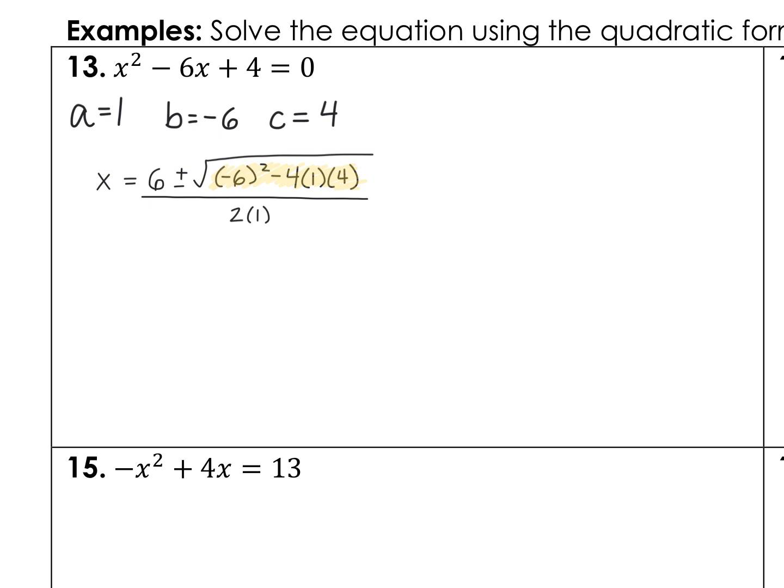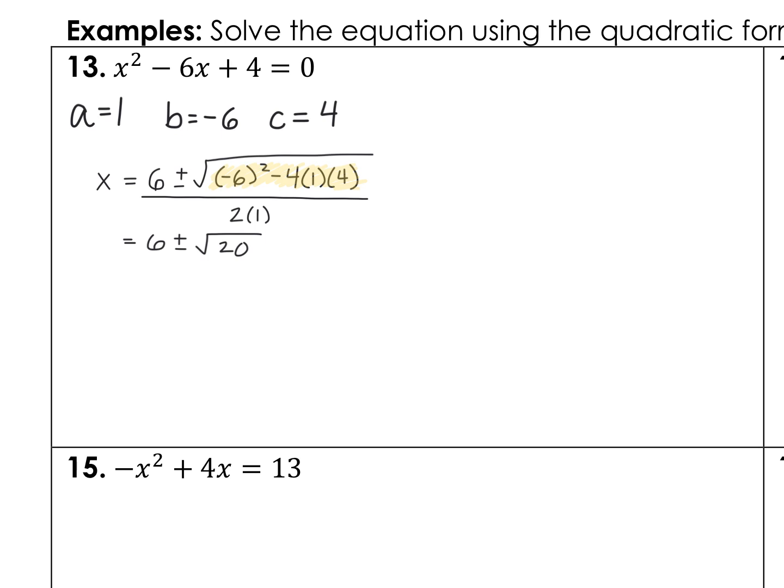What do you get, y'all? 20. So if you didn't get 20, that's a user error on typing it into your calculator wrong, which is okay, but that's a problem that we'd like to remedy. I don't know why it's not showing up right now.